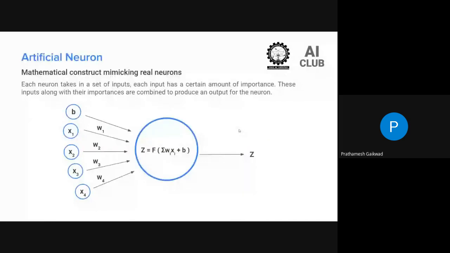Artificial neuron. An artificial neuron is a mathematical construct mimicking real neurons. Each neuron takes a set of inputs, which are shown here as x1, x2, x3, x4, and each input has a certain amount of importance, shown here as w1, w2, w3, w4. In deep learning language, they are also called weights. These inputs, along with their weights, are combined to produce the output for the neuron. This circle can represent a neuron, and the inputs along with weights make up the output from that neuron. This b is called the bias, and we will talk about it later in the presentation.